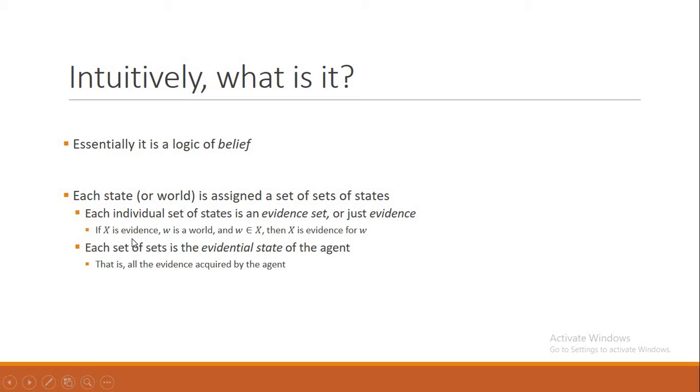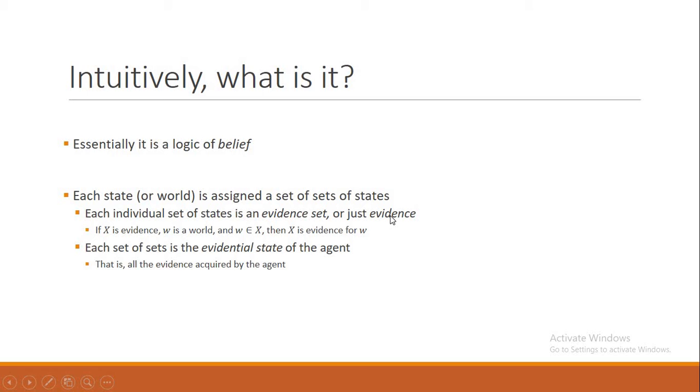And I'll give some intuition, before formally defining everything, about what evidence is in our context here, what we're defining evidence to be. First off, each state or world is assigned a set of sets of states. Each individual set of states is an evidence set, or just evidence. So, imagine we have three worlds, W1, W2, and W3. Each of these worlds will have a set. Let's take W1 for example.